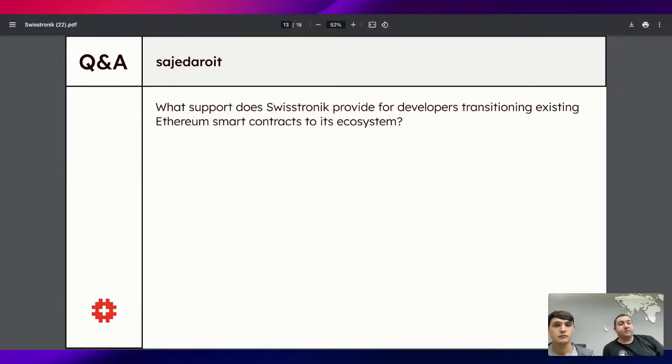Okay, let's move further. Question from Sajdaru. What support does Swisstronic provide for developers transitioning existing Ethereum smart contracts to its ecosystem? In the first place, that's documentation, and also if you are a developer of a contract that already has some users, you should just apply for the grant program, and you receive a grant for bringing your product to our ecosystem. And our support, yeah, in many ways, in marketing and elsewhere.